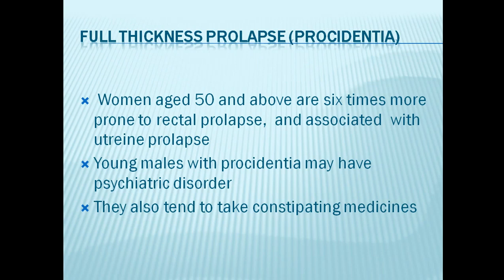Now about full thickness prolapse or procidentia. This commonly occurs in women aged 50 or above, and they are almost 6 times more prone than men to rectal prolapse. And in women, this full thickness prolapse may be associated with uterine prolapse also. Young males with this full thickness prolapse or procidentia may have associated psychiatric disorders.